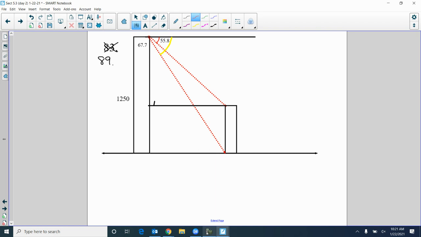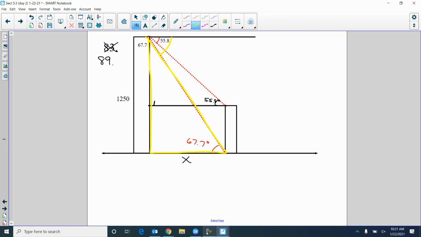That means the 67 right there would be 67.7 degrees. And likewise, the 55.8 could be here. So you've got 67.7, and then what are we going to find? You're going to say tangent of 67.7 is equal to 1250 over x. X will be that distance there. And so this is the triangle he's working with.